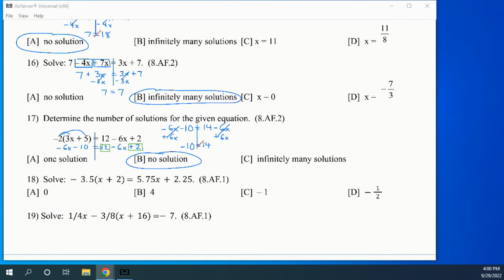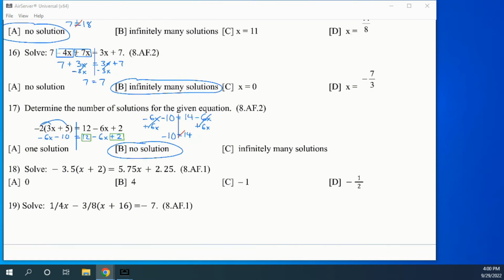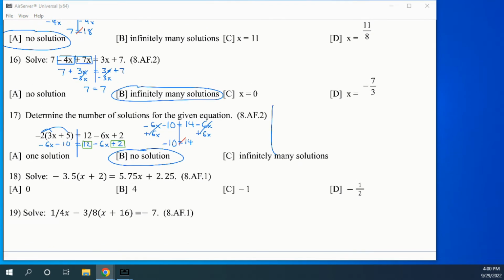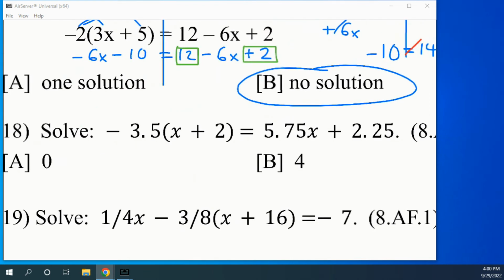18. 18 is going to have a solution that we are going to need to find. So I'm going to write this and then I'm going to put it somewhere over here. So let me rewrite it real quick. Negative 3.5 times x plus 2, and then I'll solve it.